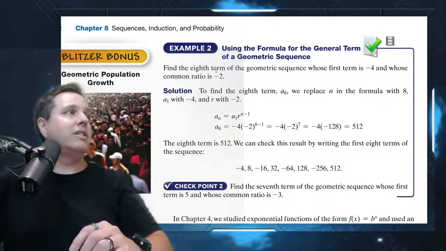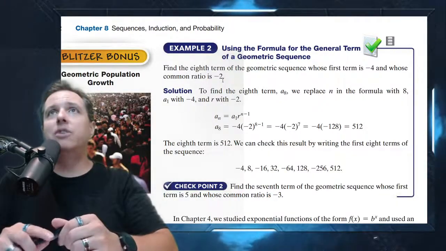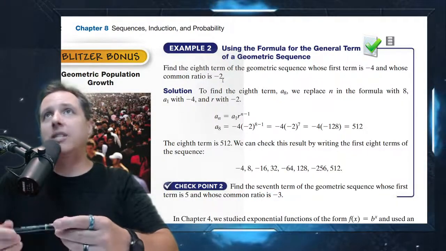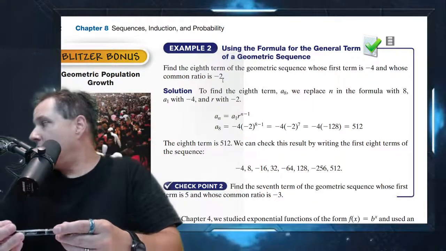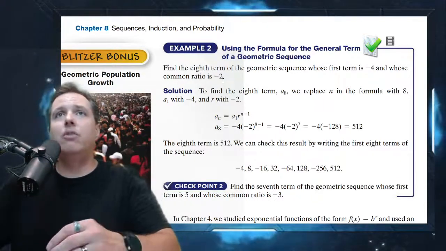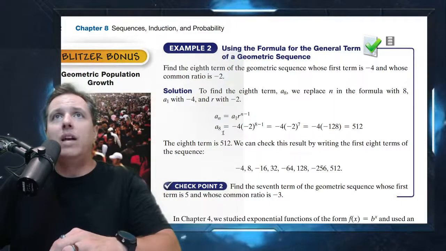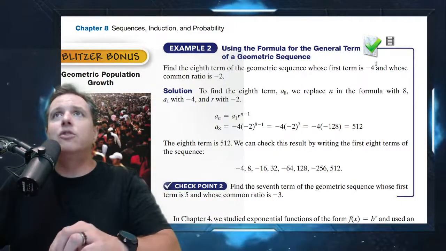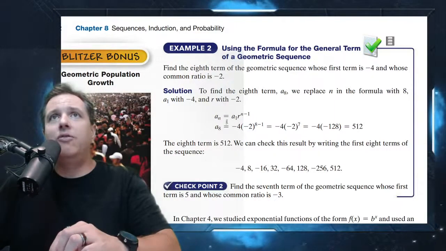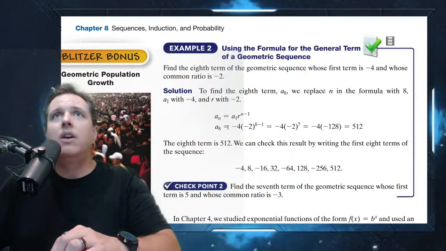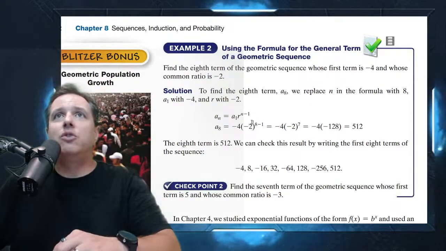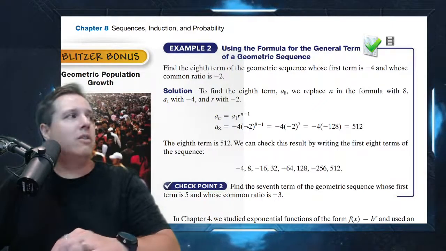So you can see here's an example. Find the 8th term of a geometric sequence whose first term is -4 and whose common ratio is -2. Okay, well, we want to know a sub 8. So our first term is -4, so I put that in here for a sub 1. And the common ratio is -2, so I put that in there for r.